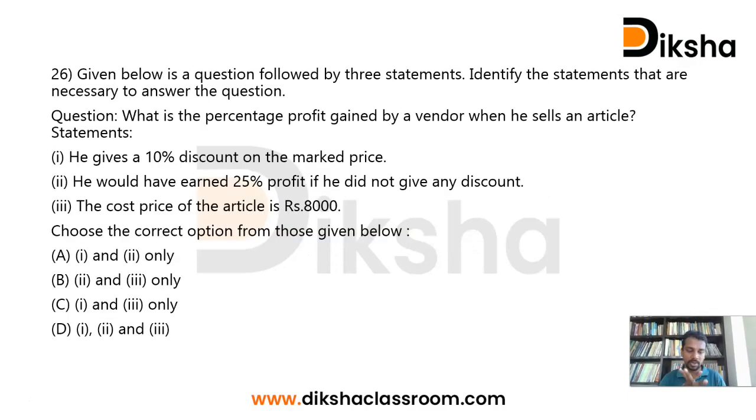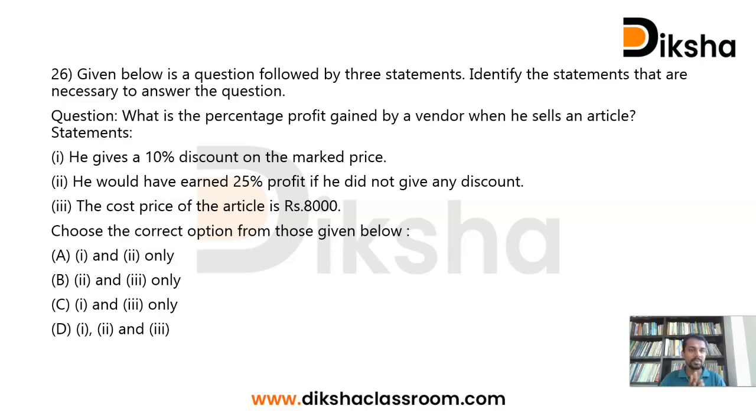This is the first question, number 26. Given below is a question followed by three statements. Identify the statements that are necessary to answer the question. The question is, what is the percentage profit gained by a vendor when he sells an article?